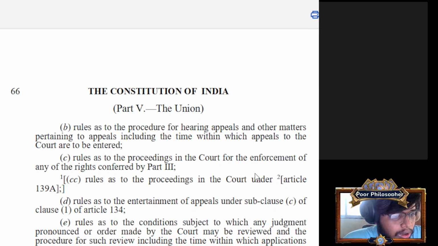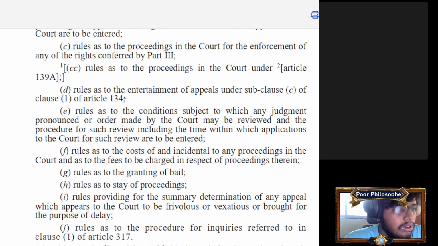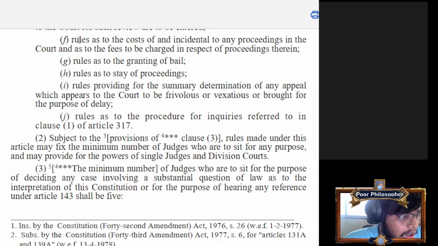rules as to proceedings in the court under Article 139A, rules as to entertainment of appeals under sub-clause C of Clause 1 of Article 134, rules as to the conditions subject to which any judgment pronounced or order made by the court may be reviewed, and the procedure for such review, including the time within which applications to the court for such reviews are entered. Okay, man. Other rules which are not useful for me. These are the rules that can be made by the Supreme Court, like how the day-to-day operation of the Supreme Court happens, I guess.